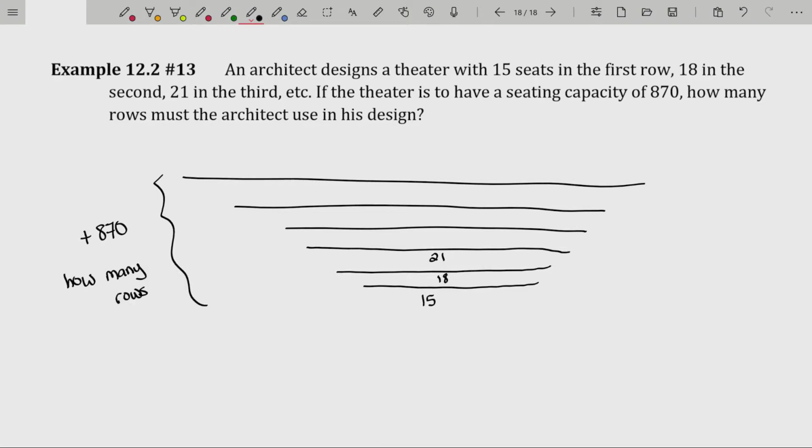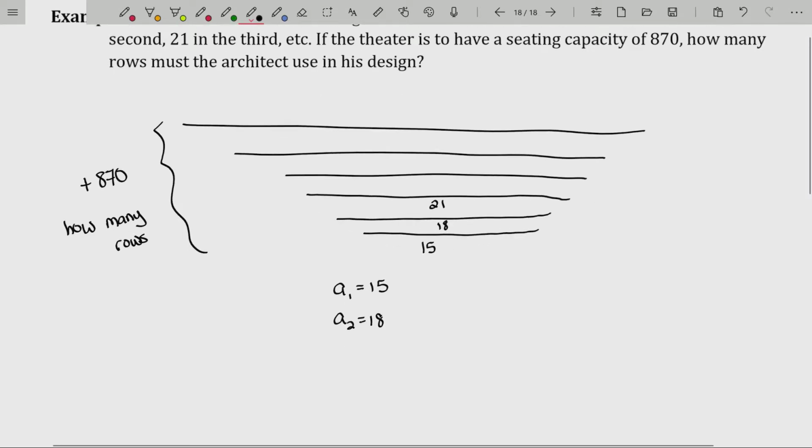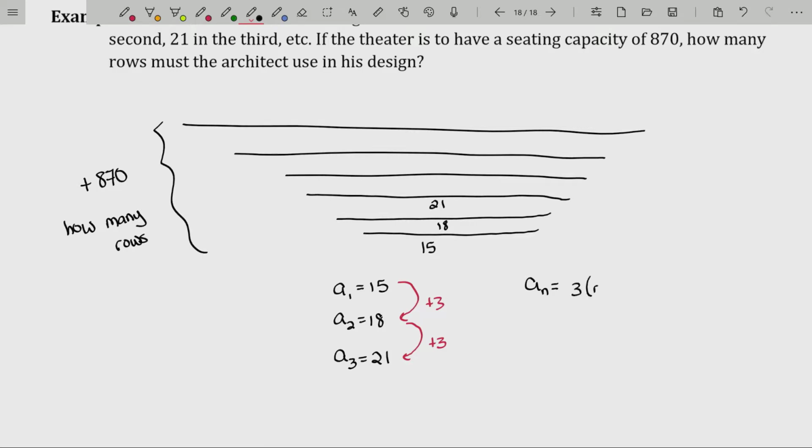Well, you're actually looking at an arithmetic sequence representing the number of seats per row. Row 1 has 15 seats. Row 2 has 18 seats. Row 3 has 21 seats, and so on and so forth. Notice every row just adds 3 more seats. So this is arithmetic with a common difference of 3. A sub n in general is going to be 3 times n minus 1 plus 15, right? Common difference times n minus 1 plus the initial row, basically.